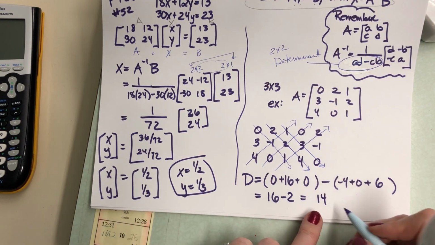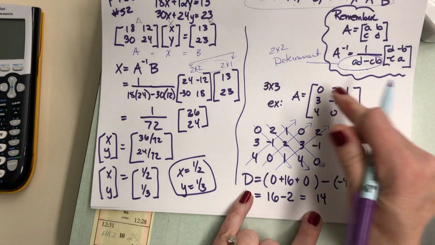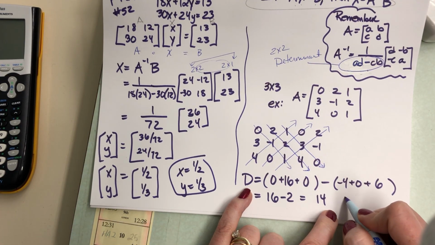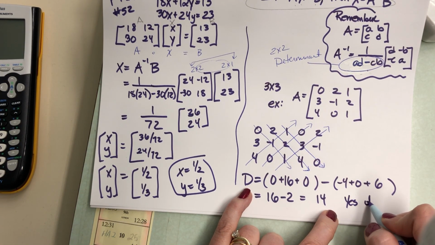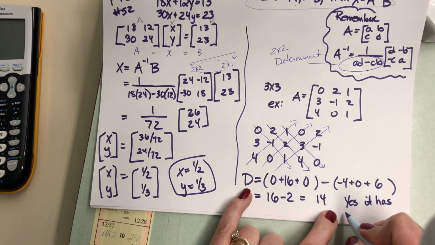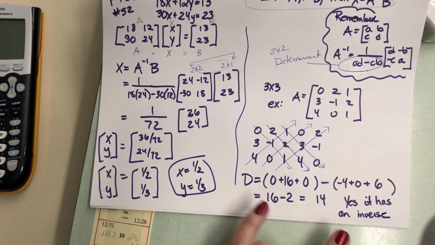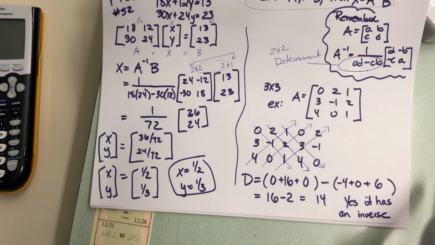All right? So if I know that my 3 by 3 matrix has a determinant of 14, then I know, yes, it has an inverse, which is important. So I can tell if my matrix has an inverse by finding the determinant.